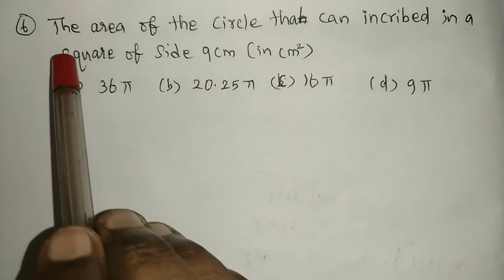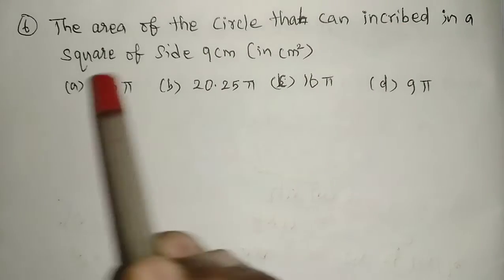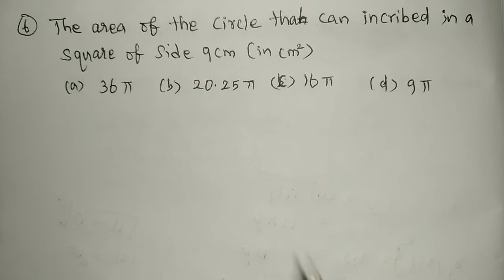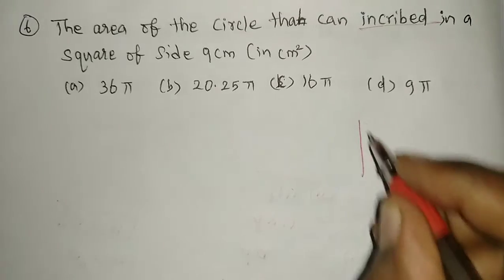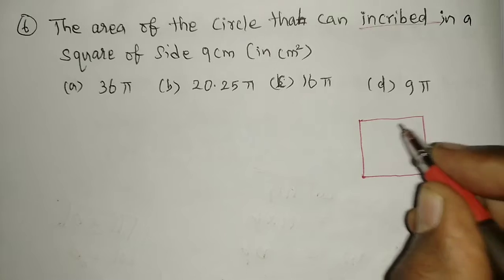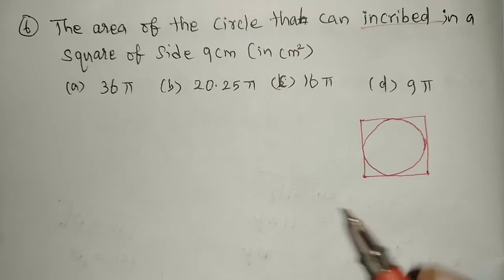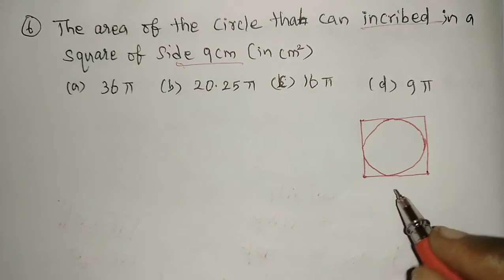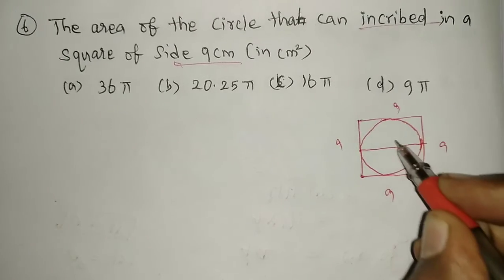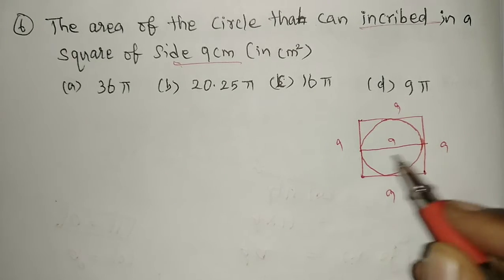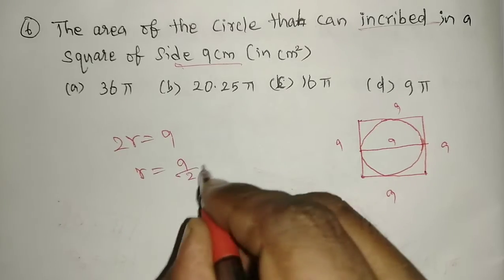Question number 6. The area of the circle we need to find that can be inscribed in a square of side 9 centimeter. So the circle is inscribed. They said inscribed in a square. So first you can draw one square. Inside we have one circle. That is what they are telling, inscribed, like that. Okay, this is touching. They said the side of the square is 9 centimeter. So here 9, all the sides are 9. If you draw the diameter, the diameter of the circle is also 9 because this is the side of the square. Okay. So diameter of circle, we are getting 9 centimeter, then r is equal to 9 by 2 centimeter.